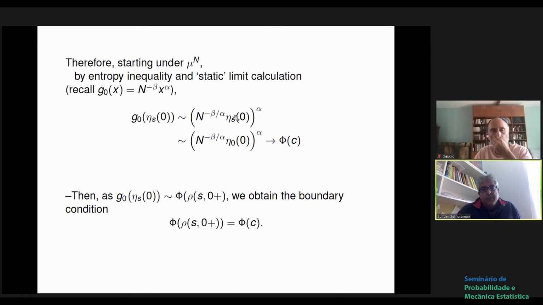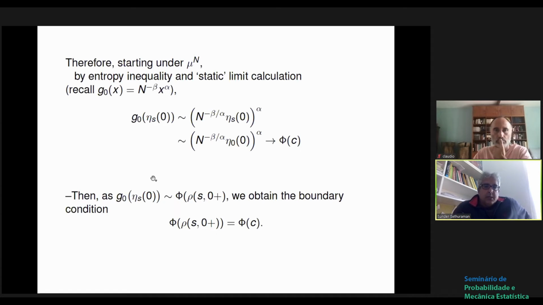This is using this business here. And so we can replace this e to s by e to 0 just by the previous calculation, because we're multiplying by n to the minus beta divided by alpha. And this one right here, we did in the static computation. So this one is going to a constant.